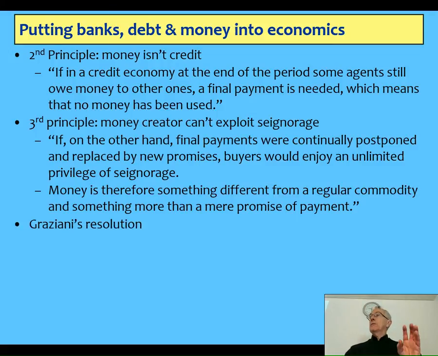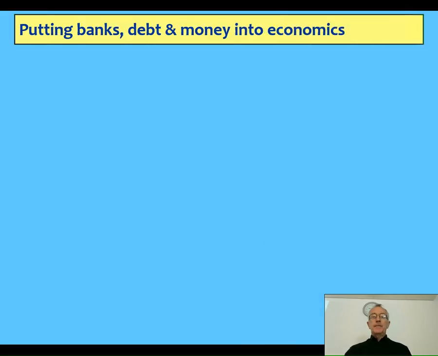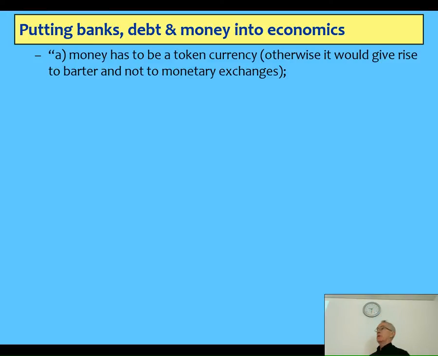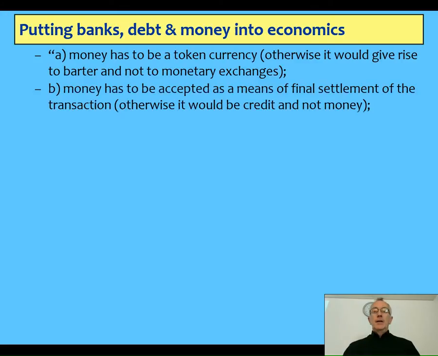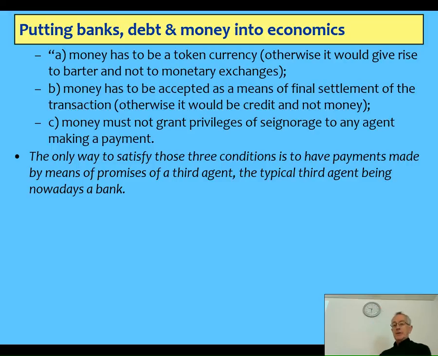And he said the only way to combine these three elements together, these are the three basic conditions you have to meet. The first is it has to be a token, otherwise you've got barter. The second is it has to be accepted as a means of final payment, otherwise you're talking credit. And the third, the producer of the token can't get unlimited rights of seigniorage to make money out of it. So he says the only way to satisfy these three conditions is to have payment made by means of promises of a third agent. The typical third agent being nowadays a bank.